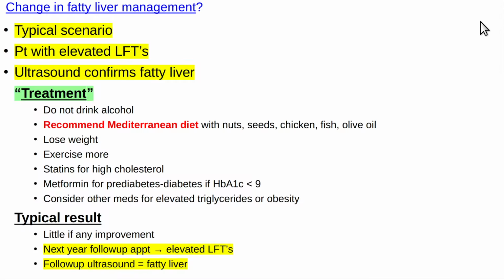Typically what happens is the patient walks into the doctor's office, they check their LFTs, liver function tests, and they're elevated. By the way, tons of patients have elevated LFTs, and whenever I see a requisition for an ultrasound of the liver because of elevated LFTs, in my opinion, you really don't need an ultrasound. I'll tell you why. In a new patient with isolated elevated LFTs, it's almost always due to fatty liver, okay?